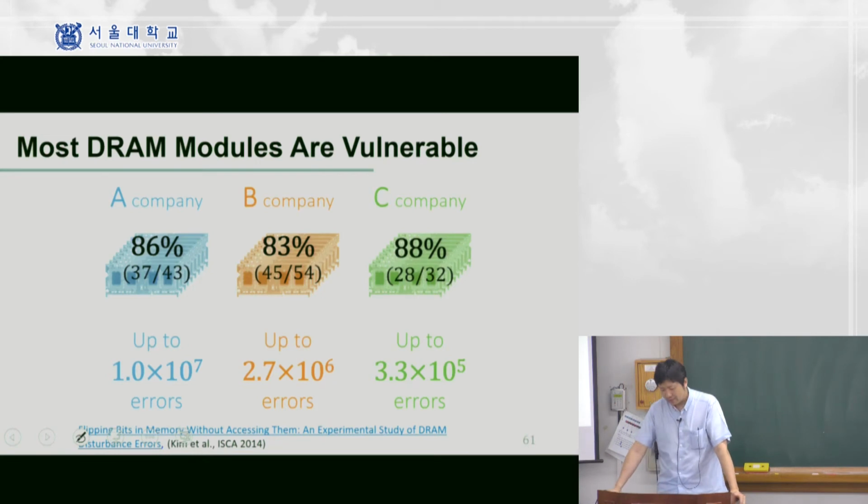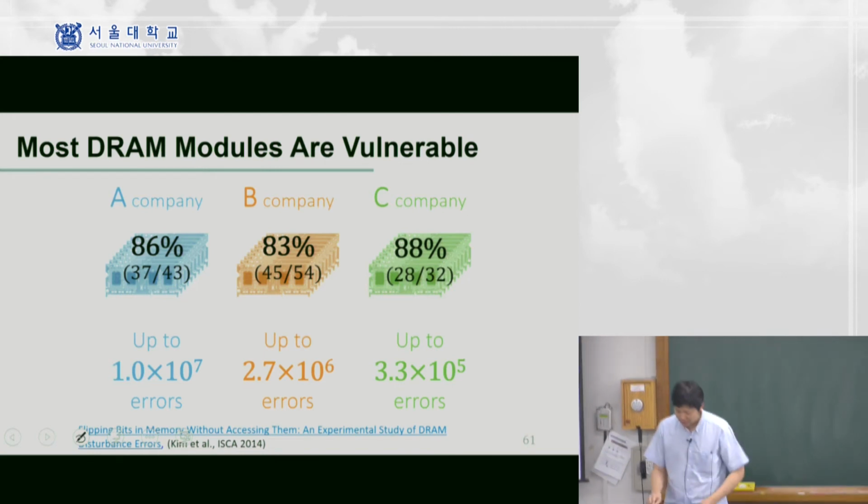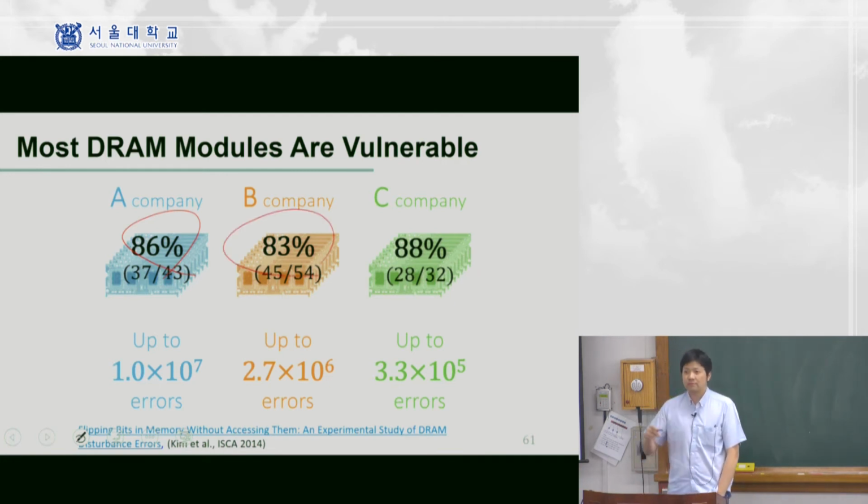So if there's a company, maybe S, a second one maybe H company, and a third one maybe M company, the three major DRAM vendors. They do some experiments using real chips, and 86% of the chips actually had this row hammering problem. 30%, 88%. It's a real problem in modern DRAM chips. Okay, so most DRAM modules are vulnerable.